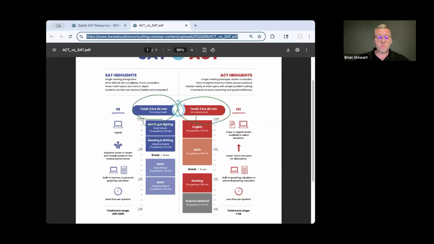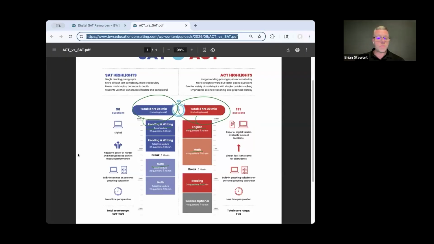So the SAT covers reading and writing, reading comprehension. Writing will be like English grammar, and it also has math. The ACT has English, math, and then a separate reading section. So it is probably easier to switch between the ACT and the SAT than it's ever been in their history. Okay, so that's an important thing.